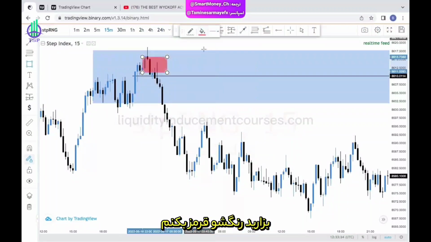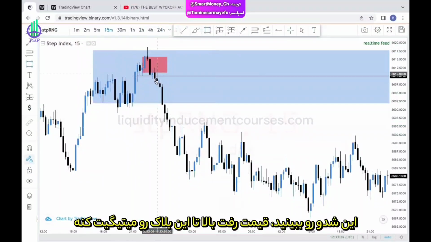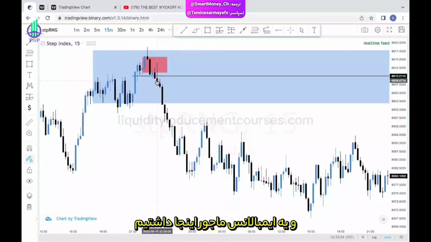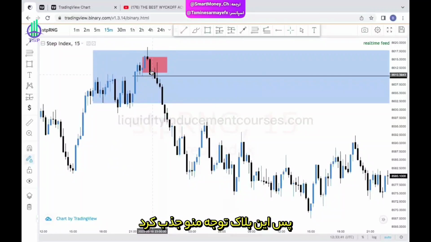Let me color it red. So you can see this wick here, price went back up to mitigate this block. But this guy was left, and then we had this imbalance here, and then we had some minor imbalances. This was a major imbalance, but then this block was attractive to me.